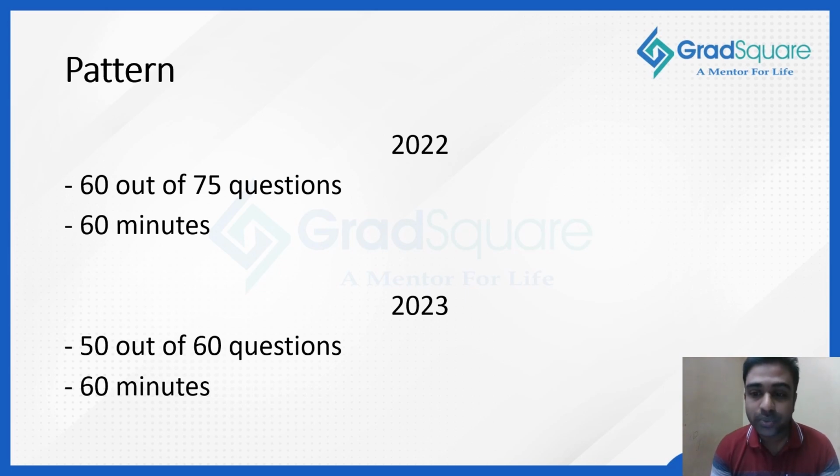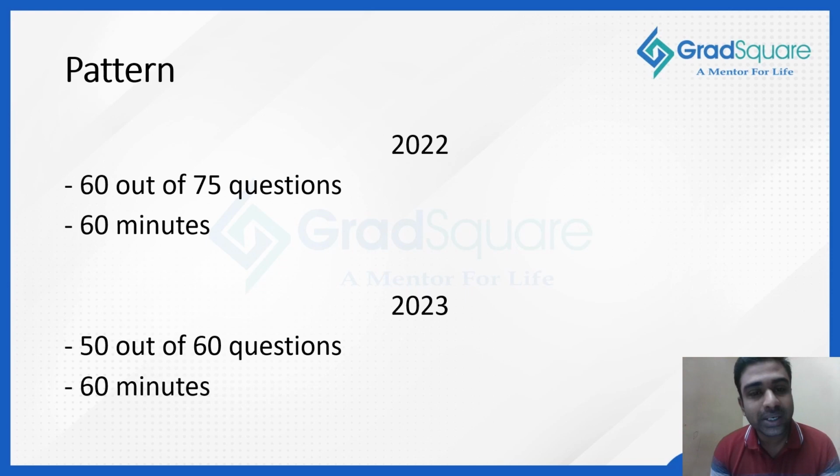In 2022, when it was announced, the number of questions was 75, out of which a candidate has an option of choosing 60 questions out of 75 questions in a time frame of 60 minutes. 5 marks is awarded for every right answer, and 1 mark will be deducted for a wrong answer, and 0 marks is awarded for an unattended question.